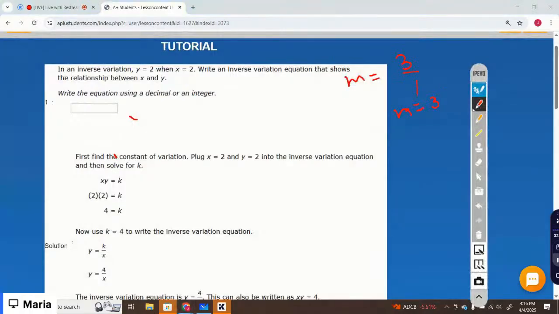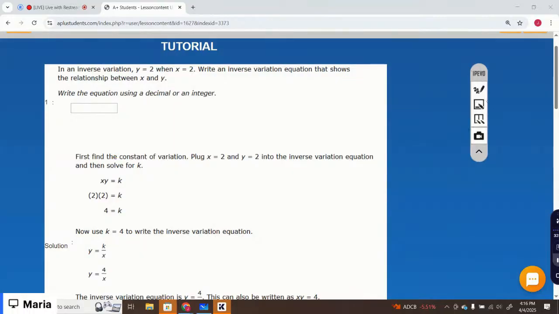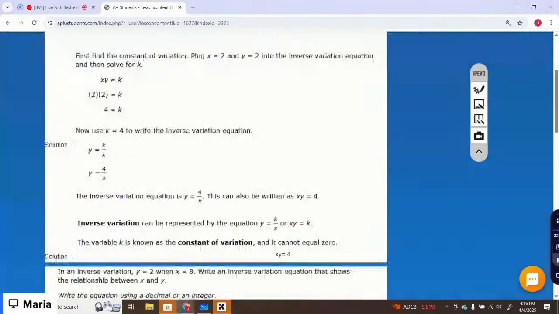So k equals xy. k equals 4. Now we have k. We need to write down the equation. So y equals k over x. That is y equals 4 over x. Let's just start with the test question.